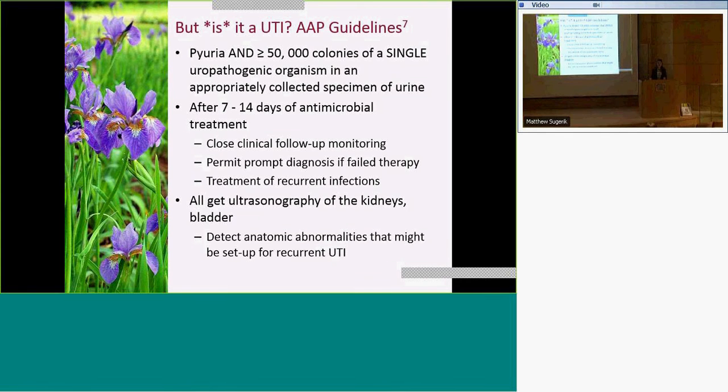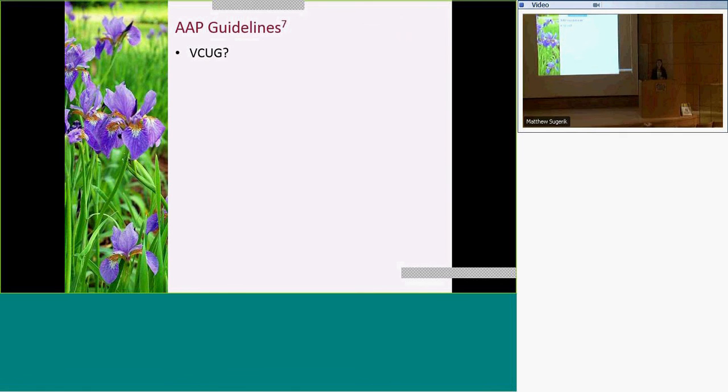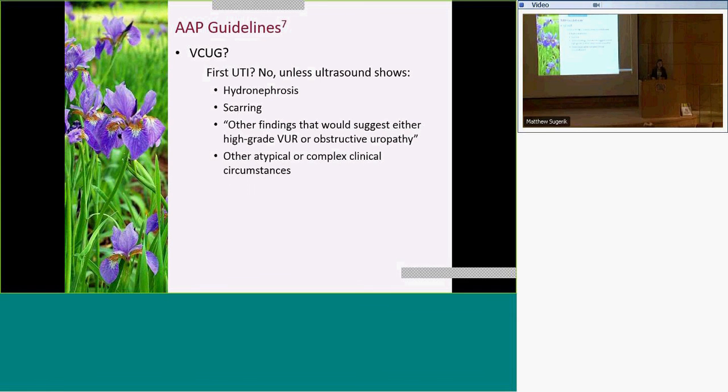What has changed everything, but where's the VCUG? That's what has changed. So ultrasounds are not necessarily cheap, but they're non-invasive and they're radiation-free. So the VCUG, or the voiding cystourethrogram, where you lay a child on a table, you insert something to put dye into their bladder and see if they have vesicoureteral reflux, is highly invasive, highly uncomfortable. So do we really need it? And the answer is no for just a single UTI, unless there is something on the ultrasound that suggests there's something else going on.